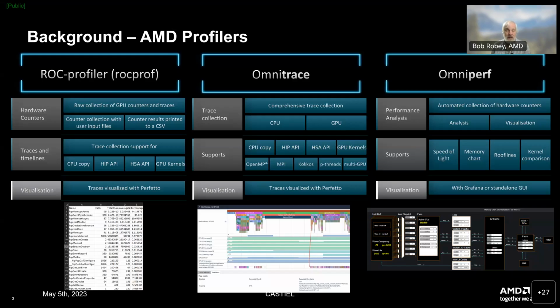It shows roof lines. It shows this simple GUI interface where you get a visual idea of what's happening within the processor. You can also collect the data into a database and then display it with Grafana, which is another open source tool.